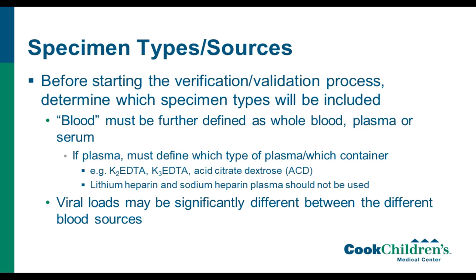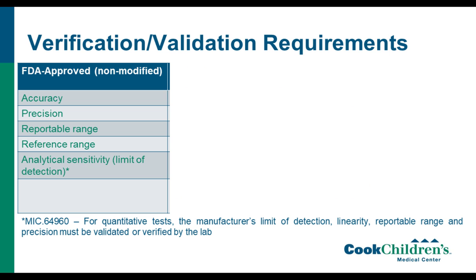It's important to note what you're validating as well, because viral loads may be significantly different between blood sources. So for viral loads for things like CMV and EBV, we see significant differences between whole blood and plasma. So you want to make sure you know what you're validating and stick with that.